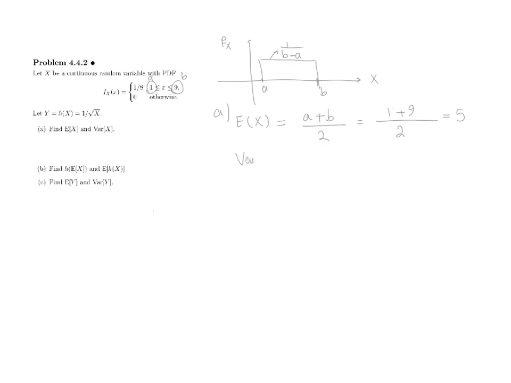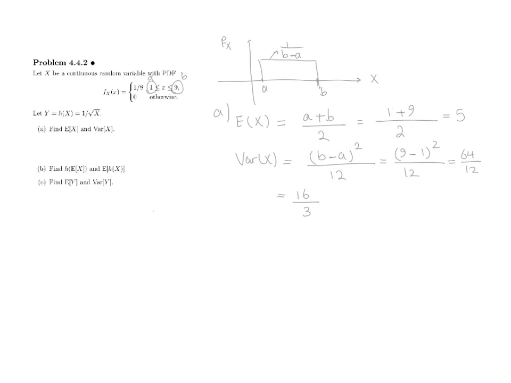The variance of the continuous random variable is equal to b minus a squared over 12. So 9 minus 1 squared over 12 is 64 over 12, that's equal to 16 over 3. So we calculated the expectation value of x and the variance of x.